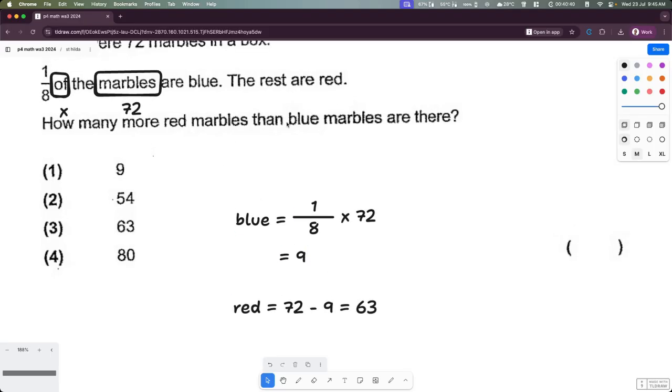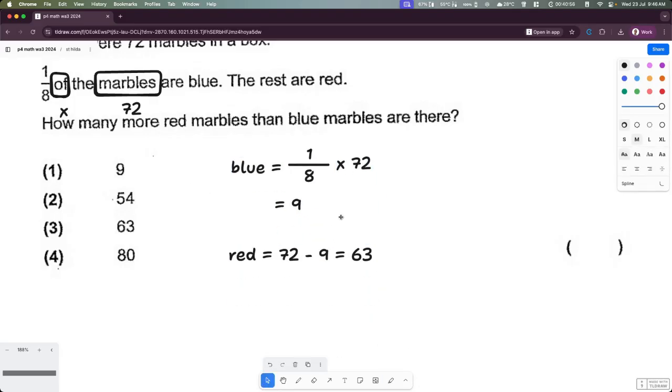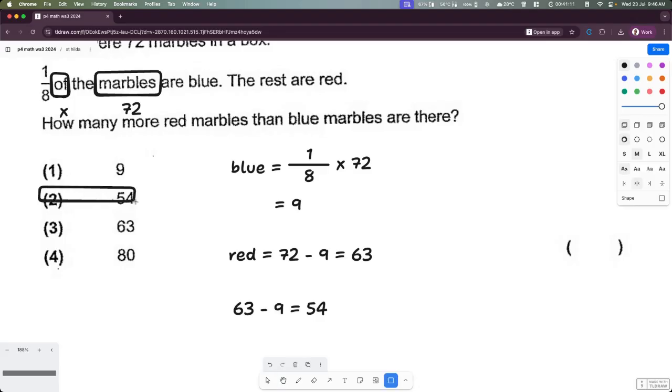Let me just highlight this. How many more red marbles than blue marbles? Obviously, we have more red marbles than blue marbles in this case. So how much more? Then we can move on to the last step, which is to minus. 63 minus 9 gives us 54. So that's the answer. How many more red marbles? 54, and this is the answer over here.